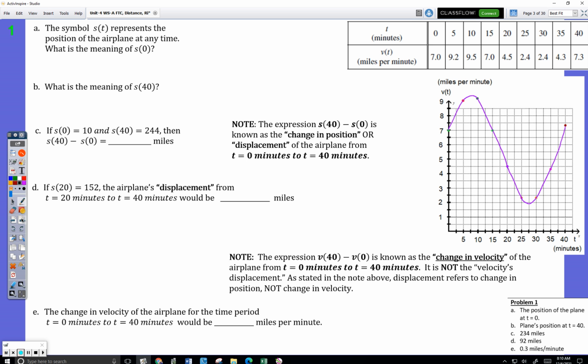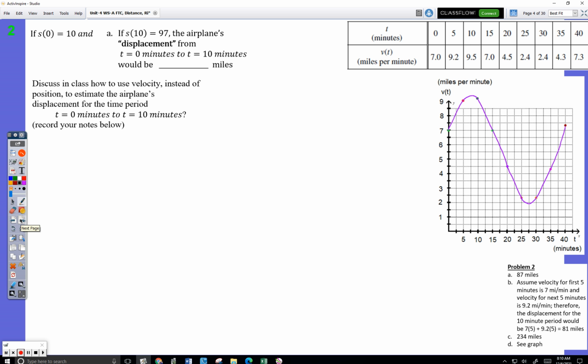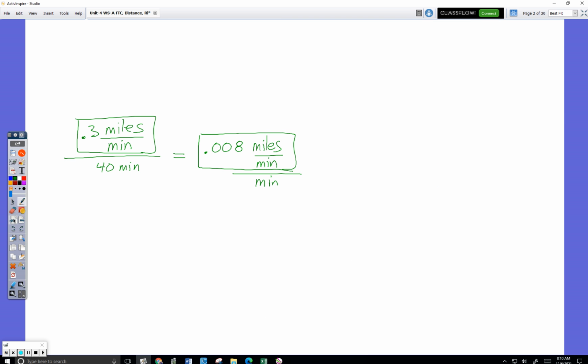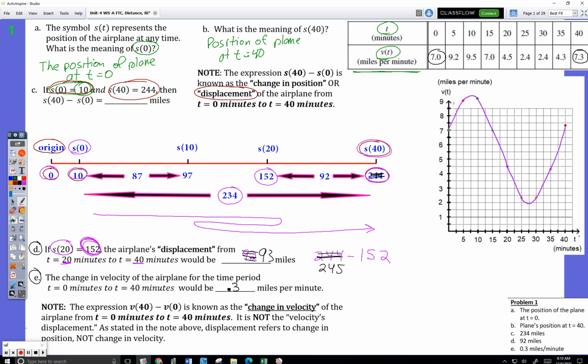So we've done all of that. Page 2. So page 2 says, again reminding you that we have the position at time 0 is 10. And now they say the position at time 10 is 97. So that makes the displacement for that 10-minute period a displacement of 87, just like I believe this picture shows here. So this number here is representing the displacement of the plane for the first 10 minutes of the flight. Questions?